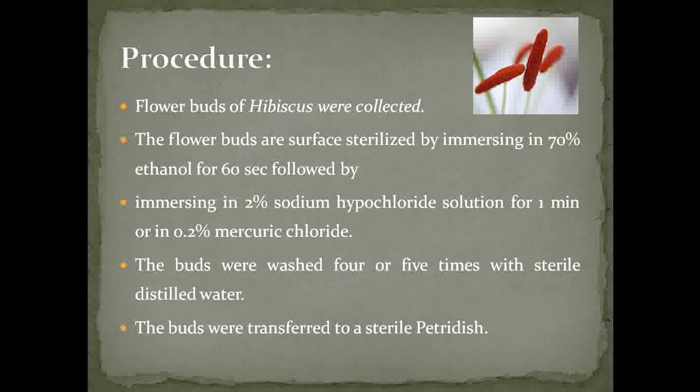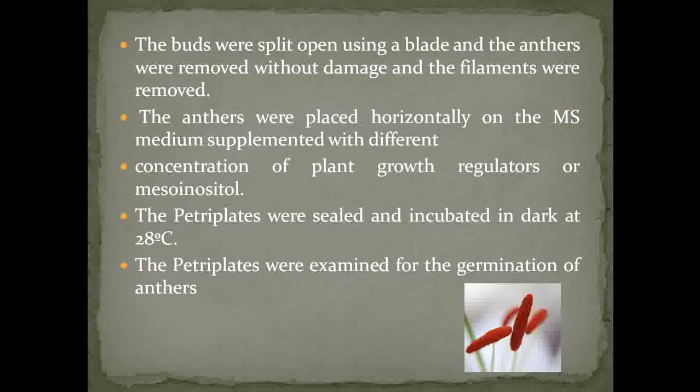And after the treatment of HgCl2, you have to remove the floral buds and thoroughly wash them using distilled water several times to remove all traces of mercuric chloride. Okay. Then you have to transfer the buds into a sterile petri dish. Then you have to split the bud using a blade and remove the anthers without damaging them. You have to remove the filament and just collect the anthers.